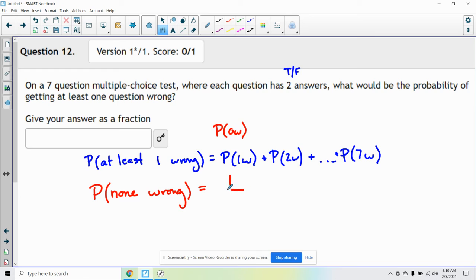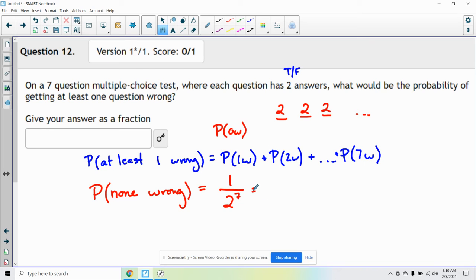Okay. Well, how many ways could you answer this test? Right? How many possible different tests could your teacher grade? Well, if there's 7 questions with 2 choices for each question, you have 2 choices for the first question, 2 choices for the second question, 2 choices for the third, all the way up to the 7th question. So you have 2 times 2 times 2 times 2, all the way up to the 7th question. So you have 2 to the 7th power.